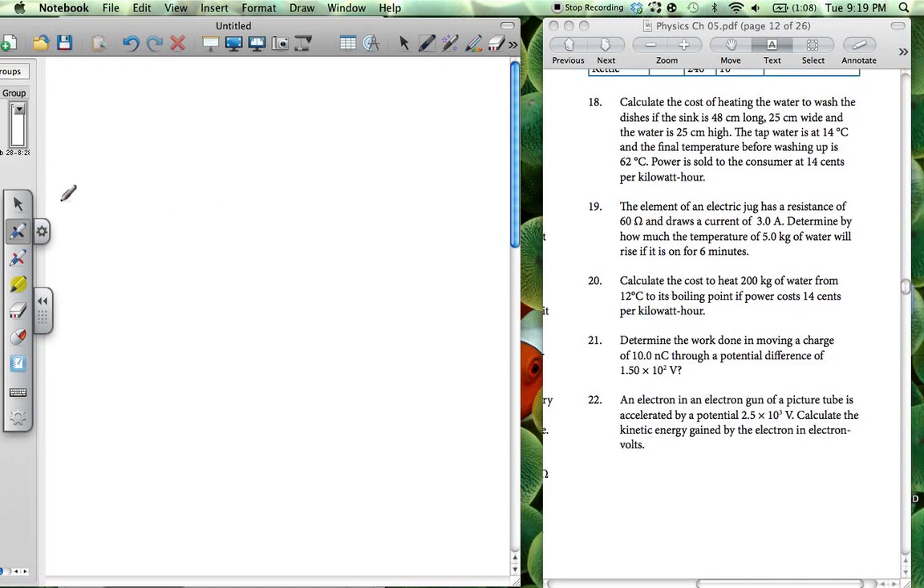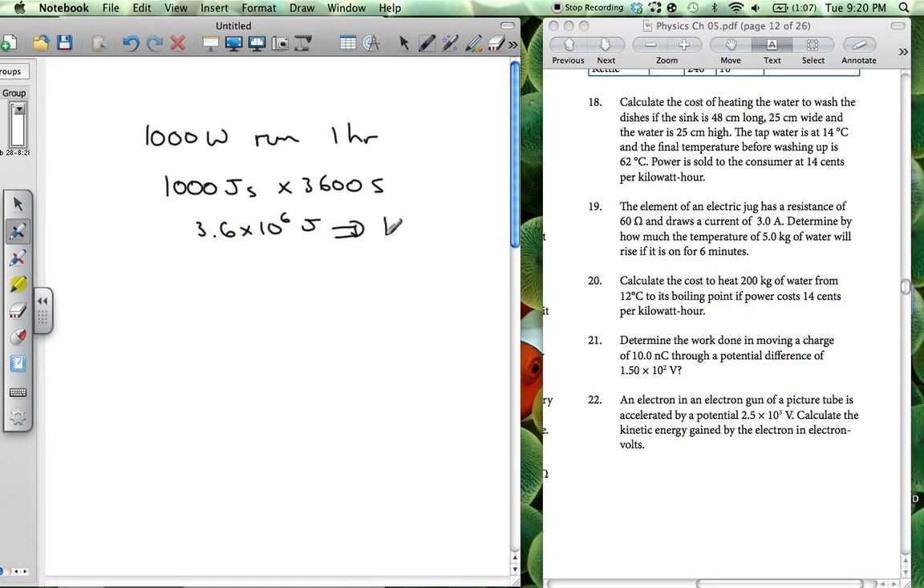Okay, so remember, 1 kilowatt hour is, if you take a 1,000 watt appliance, I'll just go through this again, a 1,000 watt appliance, and you let it run for 1 hour. The amount of energy is 1,000 joules per second times 3,600 seconds, and it basically gives you 3.6 times 10 to the 6 joules of energy. That corresponds to 1 kilowatt hour.